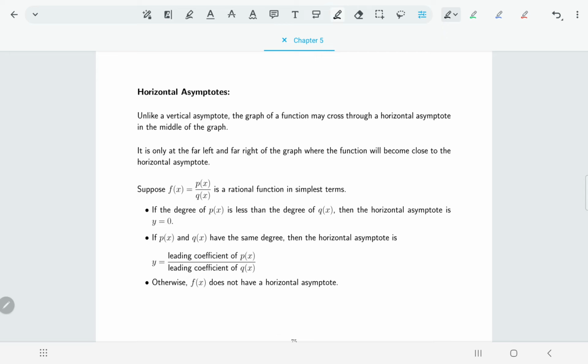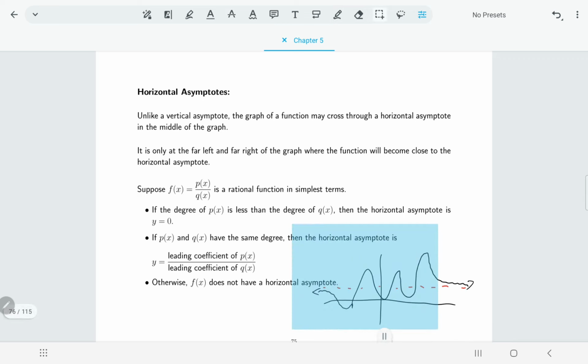Things are a little bit different with rational functions, however, because it may be the case that instead of going up forever or down forever, our graph will taper off at the far left and the far right to some sort of horizontal line, so that we may be wiggling around in the middle for a while, but then eventually taper off to a horizontal line on the far left and also on the far right. That line, we would call a horizontal asymptote.